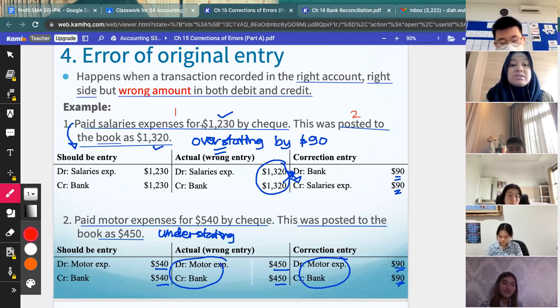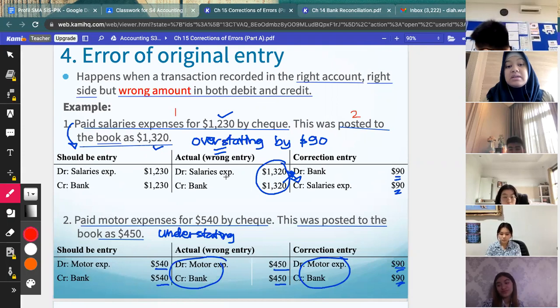So let's take the first sentence. Paid salary expense 1230 by check. How should it be recorded? Salaries in the debit side, bank in the credit side with $1,230. Both showing the same amount. Now, let's see number two. This was posted in the books as 1320.